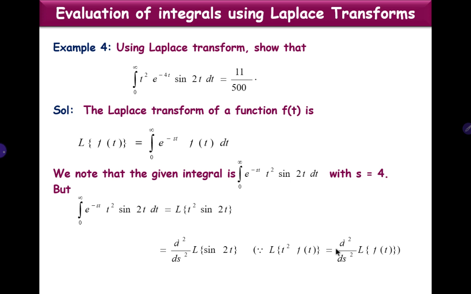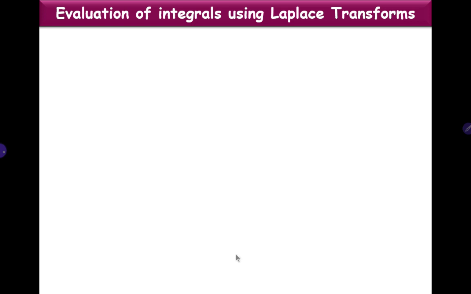Because here n is equal to 2, we get d square by ds square of L of f of t, that is L of sine 2t. L of sine 2t is 2 by s square plus 4. So we need to differentiate 2 by s square plus 4 twice.